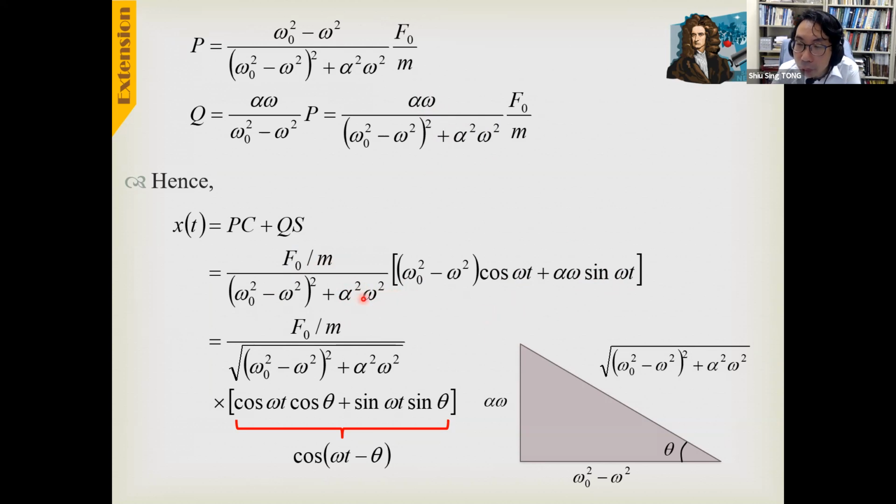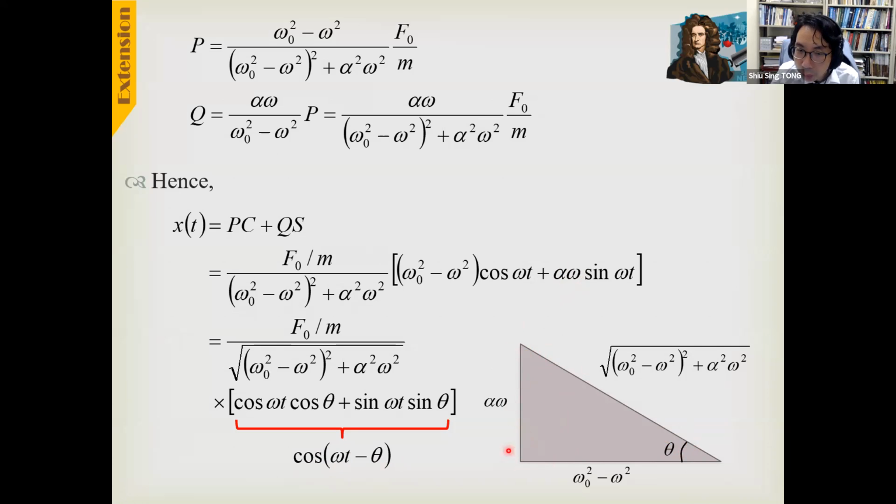So what are we going to do now? We have a constant multiplied by cosine plus another constant multiplied by sine. So we can turn it into this form. We can turn it into the cosine with a phase. Well, how do we do it? Well, we have done it before. Now we draw a right angle triangle, and this angle I call theta.